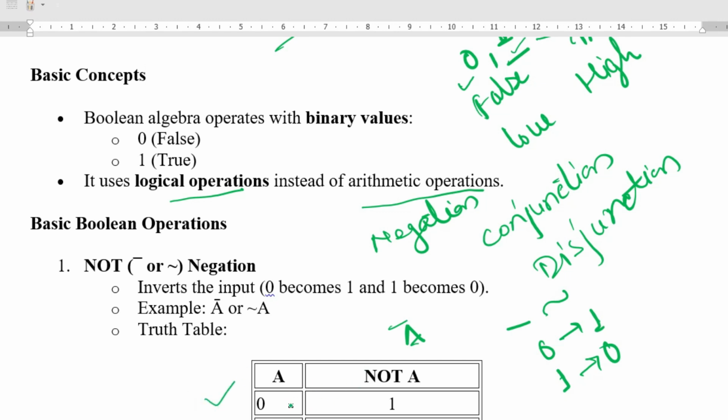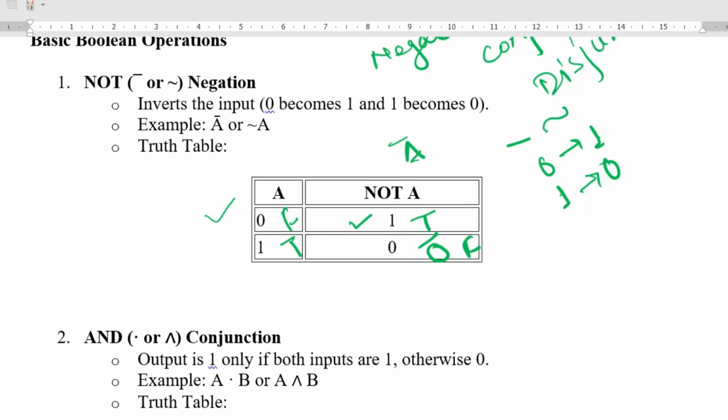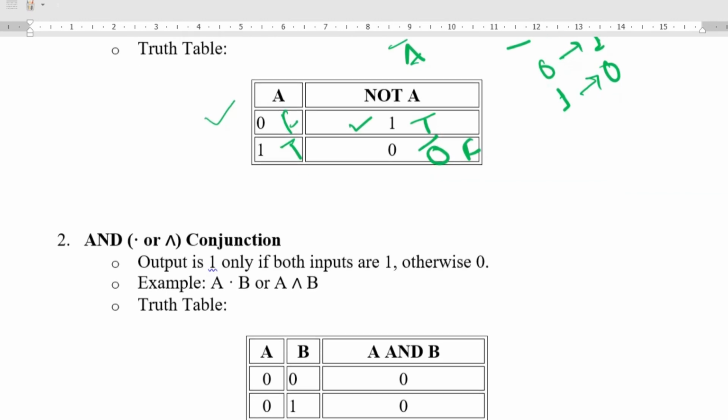If A has a false value, then NOT A or A bar will be 1, or true. If A is true, then NOT A will be 0, or false. It is simply inverting the value of the initial variable. For any variable A, it can possibly have only two inputs, either 0 or 1. NOT of 0 will become 1 and NOT of 1 will become 0.